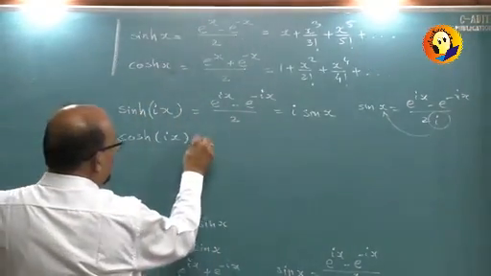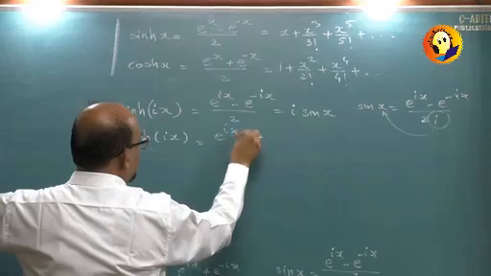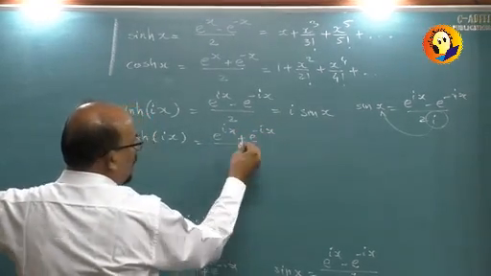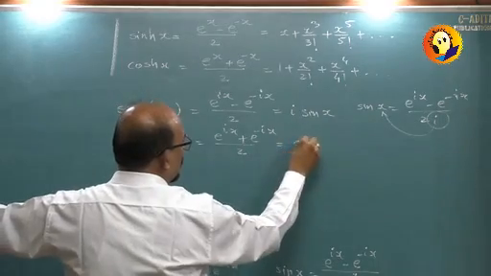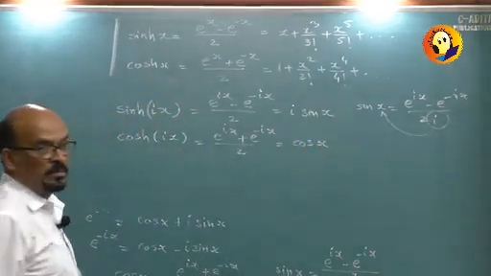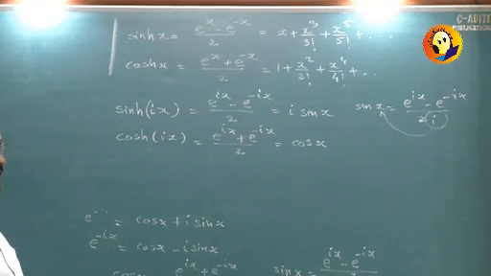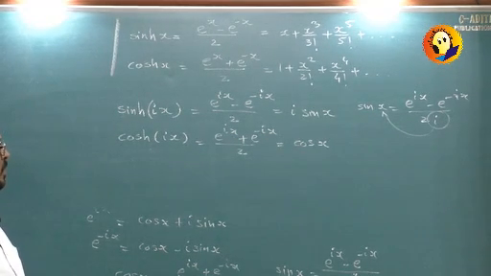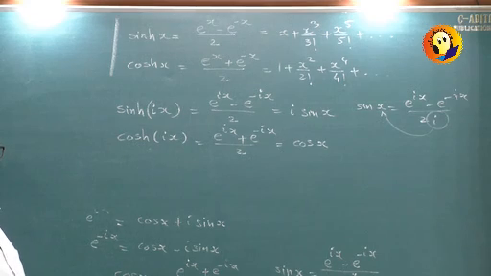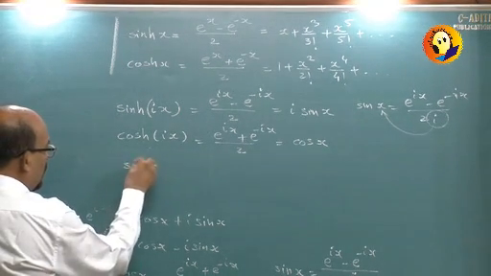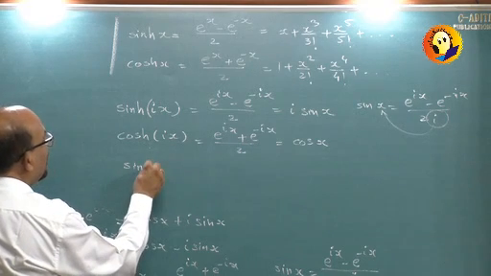It will be e raised to ix plus e raised to minus ix upon 2, and that itself is cos x. There is no i. So sin ix is i sin x. Cos ix is cos x. Good. It is interesting.